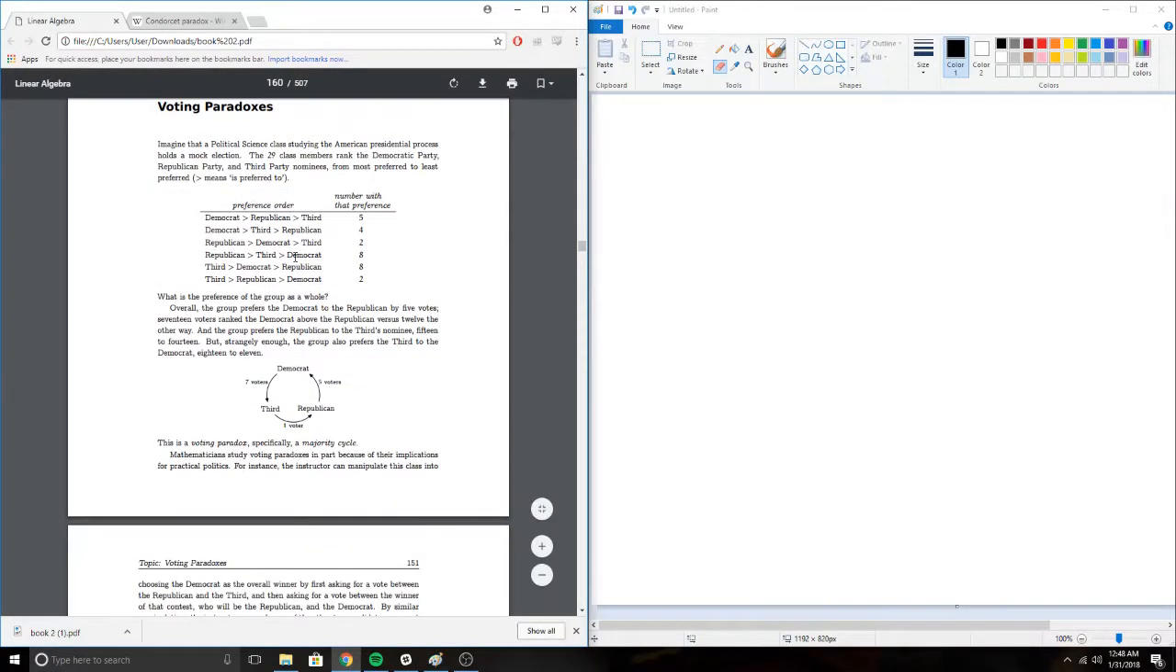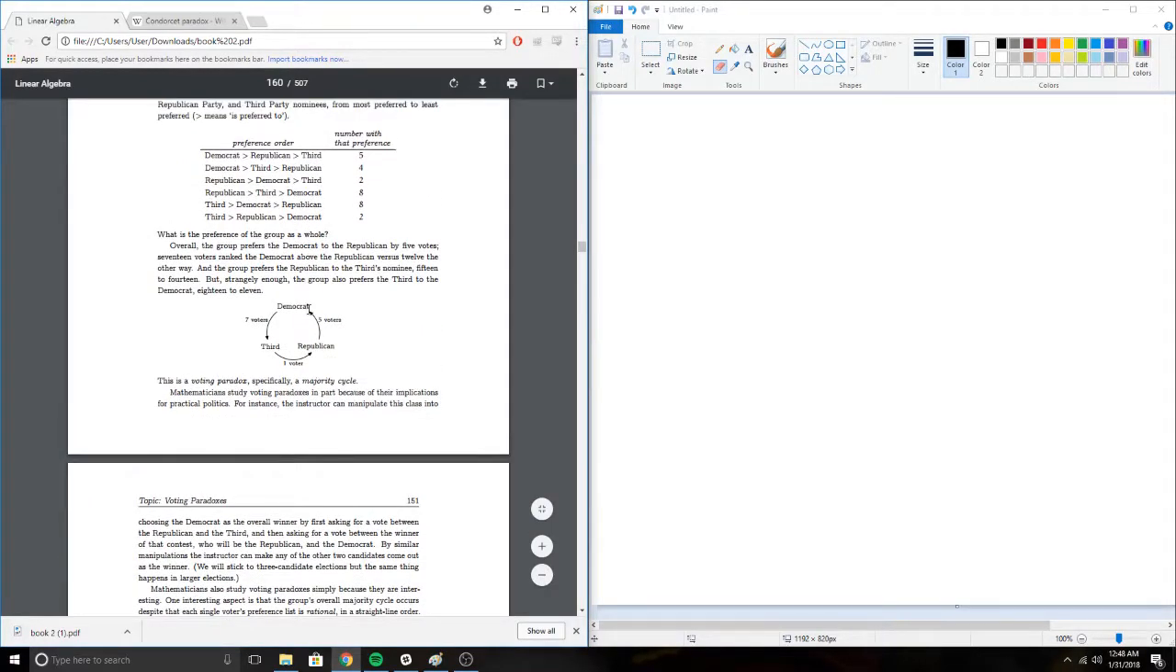The textbook begins by giving us an example of preference order in an election. There are three parties, the Democrat, the Republican, and the third party. And so this column here shows the number of voters with this exact preference. Since the paradox is cyclical, we begin by creating a circle. And this circle has the three parties and the number of voters who would prefer them.